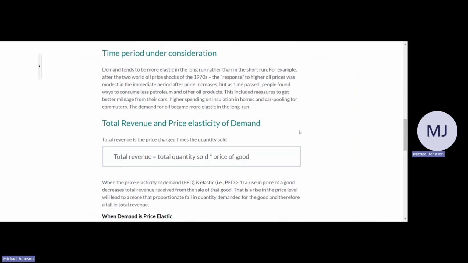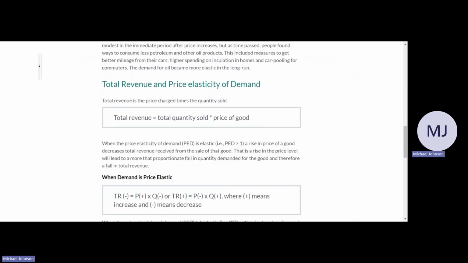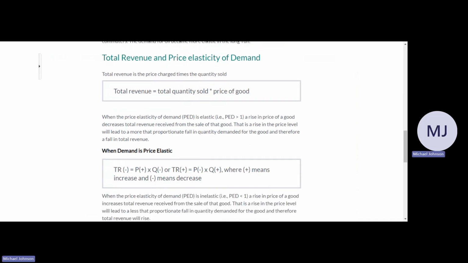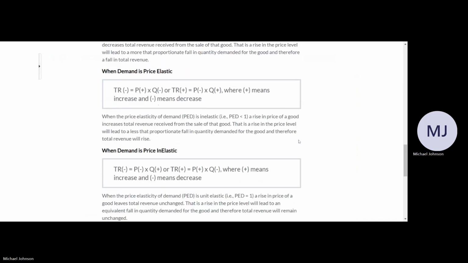So total revenue is the price charged times the quantity sold. And so when the price elasticity of demand is elastic, a rise in the price of the good decreases total revenue received from the sale of that good. That is, a rise in the price level will lead to a more than proportionate fall in quantity demanded for the good and therefore a fall in total revenue.